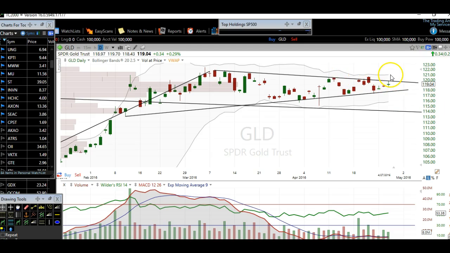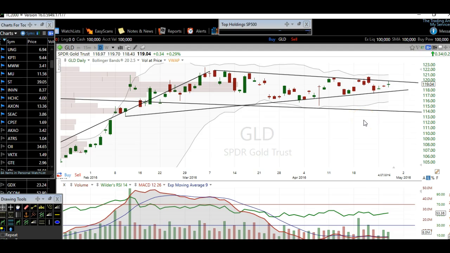And I believe that a break over this downtrend line will be the signal that gold is ready for its next up thrust. Okay, so that's the signal that you want to look for. Break over about 120, 121 is going to be that signal for me personally, as a break over this downtrend line.